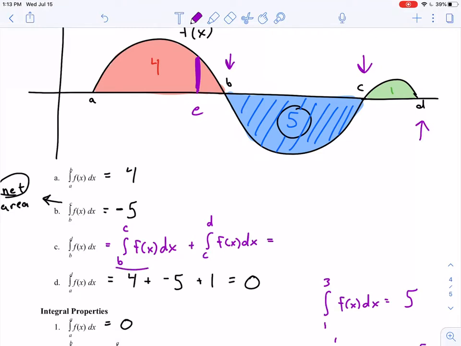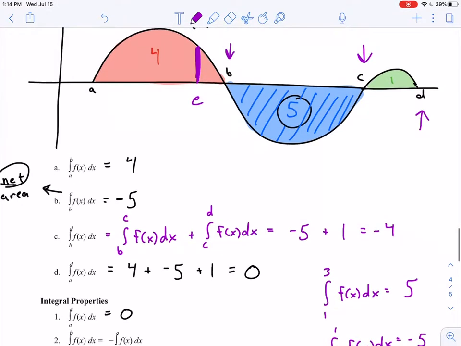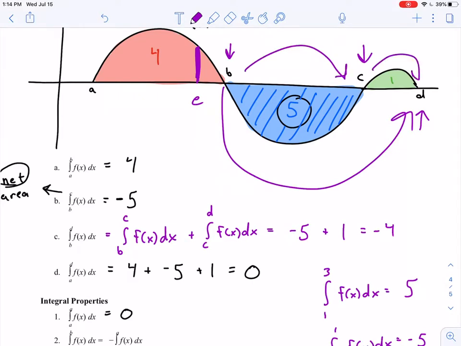And then we said, okay, what's the net area right here between b and c? Well, that was -5 plus, and then, all right, what's the net area between c and d? That was 1. Adding those together is how we came up with -4. So you can add in a halfway point. If I want to go all the way from b to d, I can go first from b to c and then c to d and get the same exact answer.